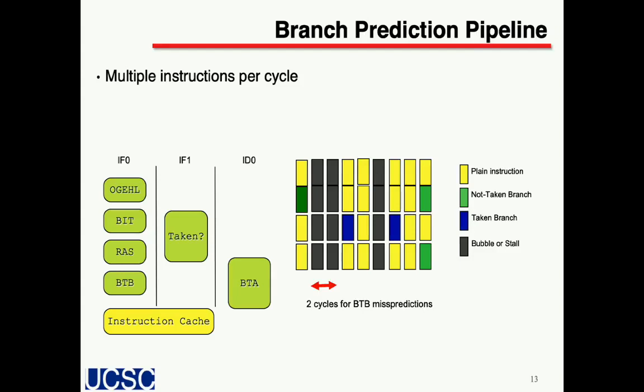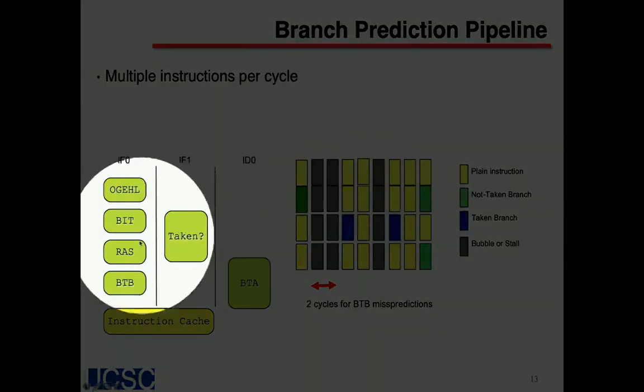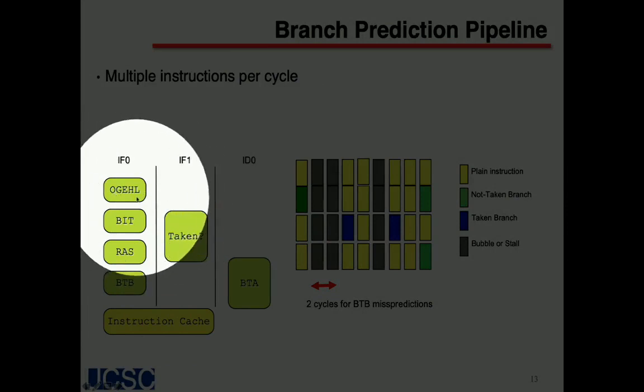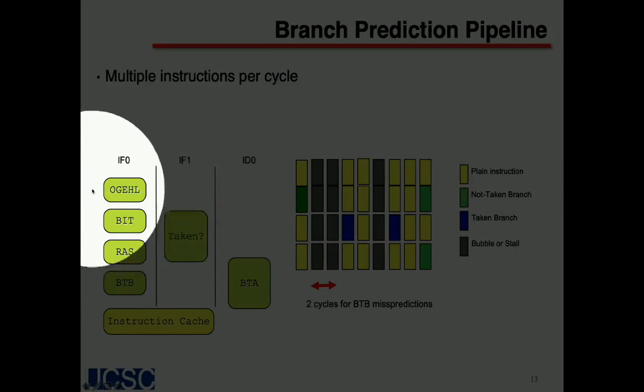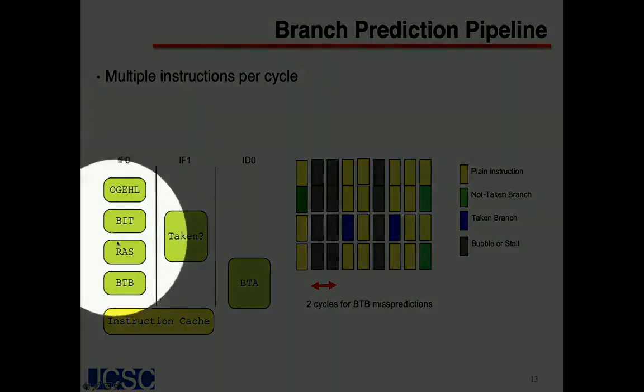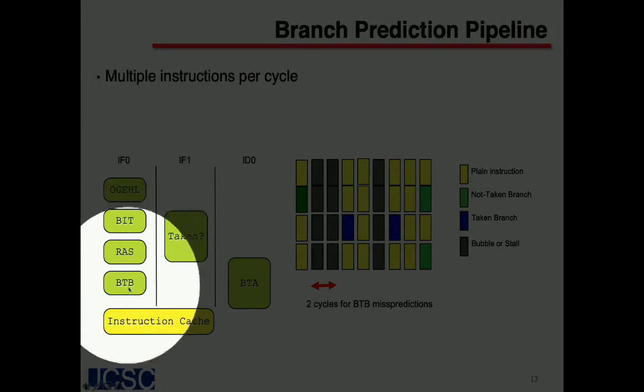This part on the left is from last week where we talked about what are some things you might put in your front end. So I talked about this predictor. It's called OGEL. It's made by Mark Oskin, the same guy who did Tage. This is kind of the last design before Tage. We already talked about the RAS, talked about the BTB.